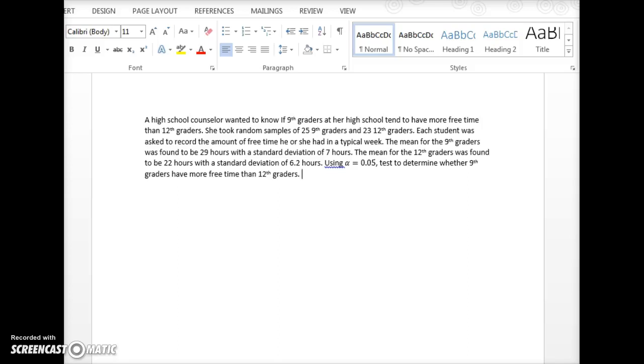Hi all, here are a couple examples. Two examples will be on two sample t-tests, and then one example will be on the paired t-test.